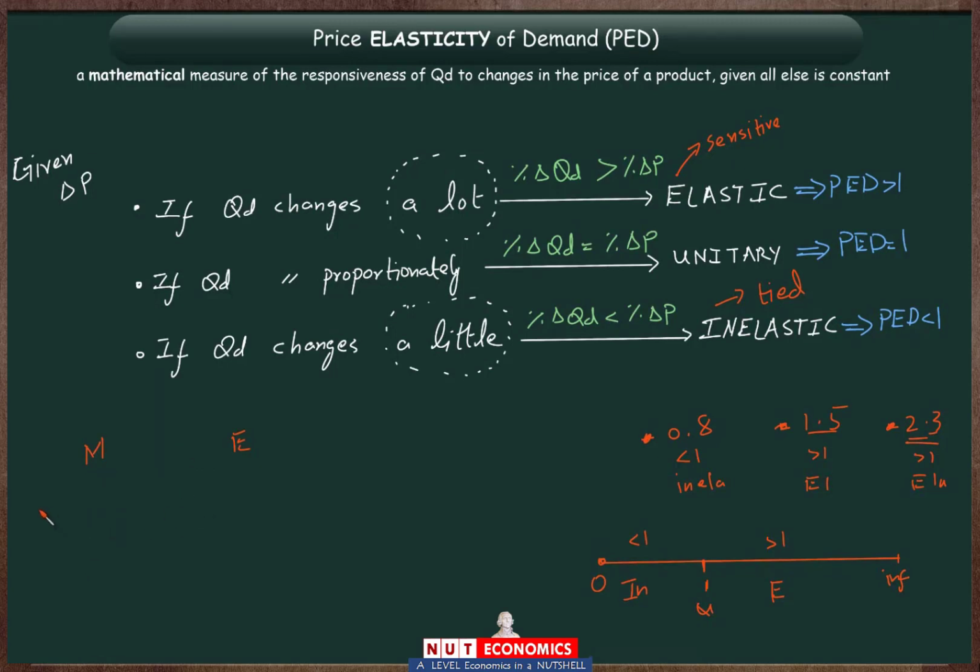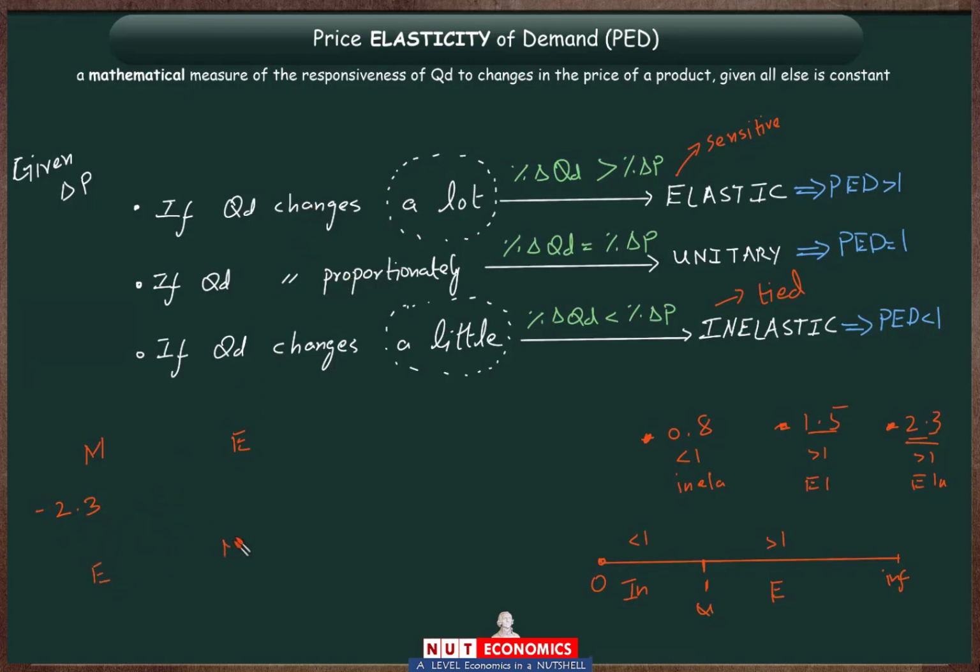What do I mean by that? I give you an elasticity of minus 2.3. You should be able to work it out that, look, the value of elasticity is greater than 1. That means elastic demand. That means the consumer is responsive. The quantity demanded will change a lot. So you have moved from maths to economics.